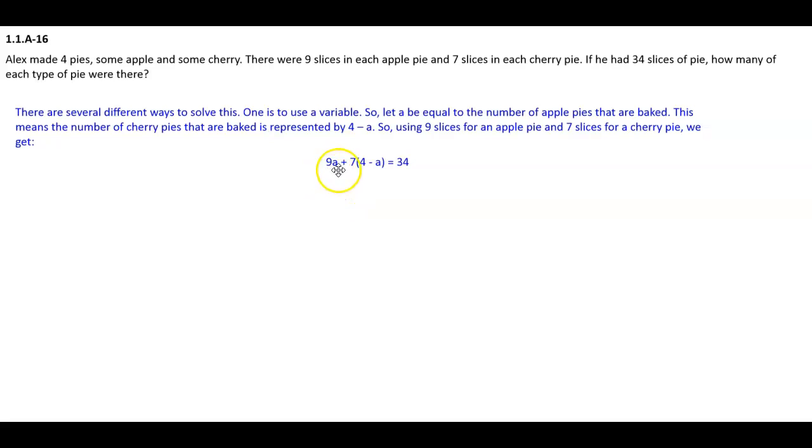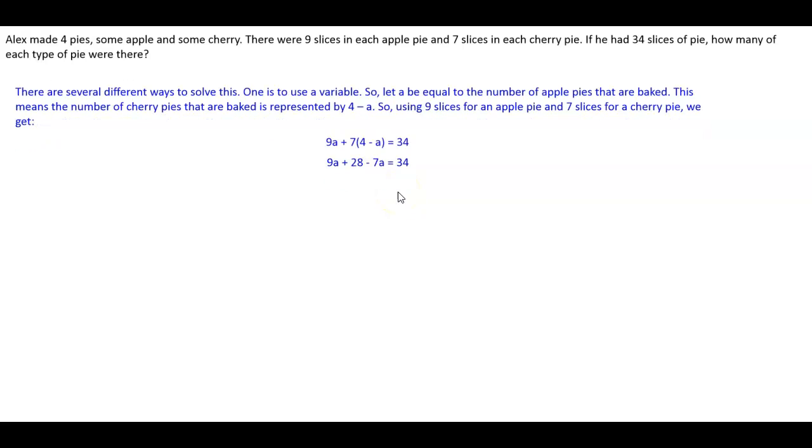We have 9 times A plus 7 times 4 minus A, which is equal to the total slices, which is 34. Now we're going to distribute the 7 to both of those terms. So we get 9A plus 7 times 4, which is 28. 7 times minus A is minus 7A, and that's equal to 34.